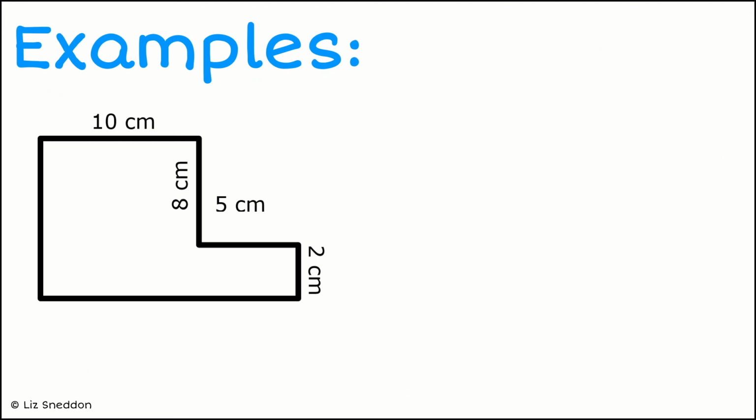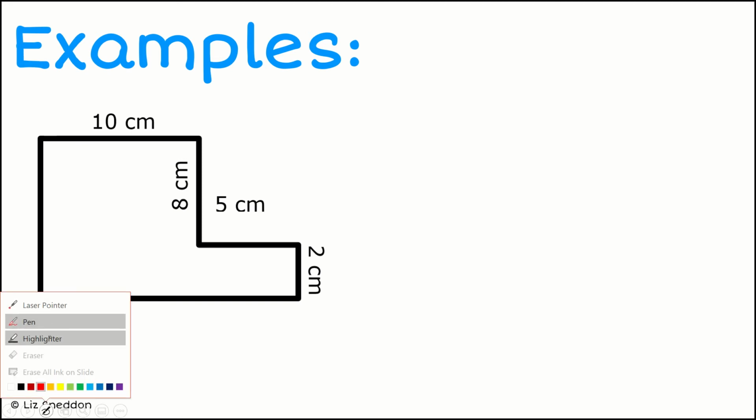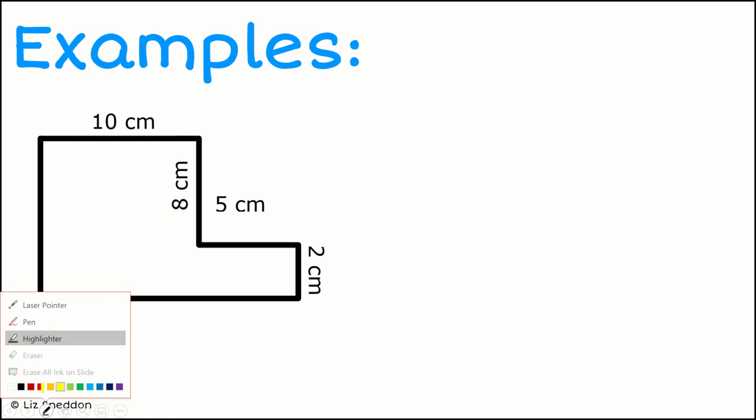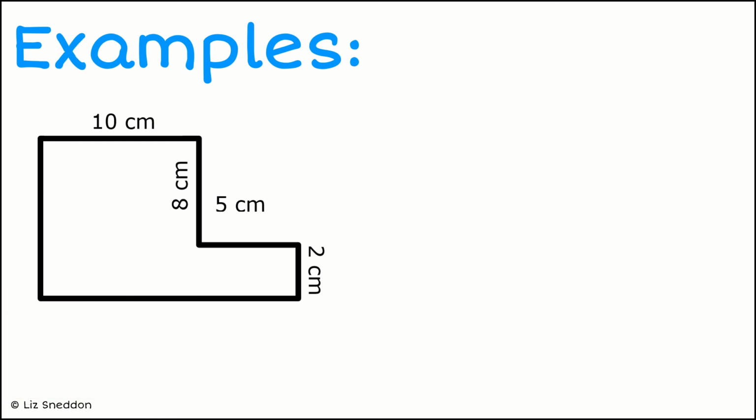So here's one example. The first thing I notice is that not all of the sides have lengths and measurements on them. So that tells me I need to first of all work out what those things are. I'm going to have a look first at either the horizontal or the vertical. Let's start with the vertical lengths.